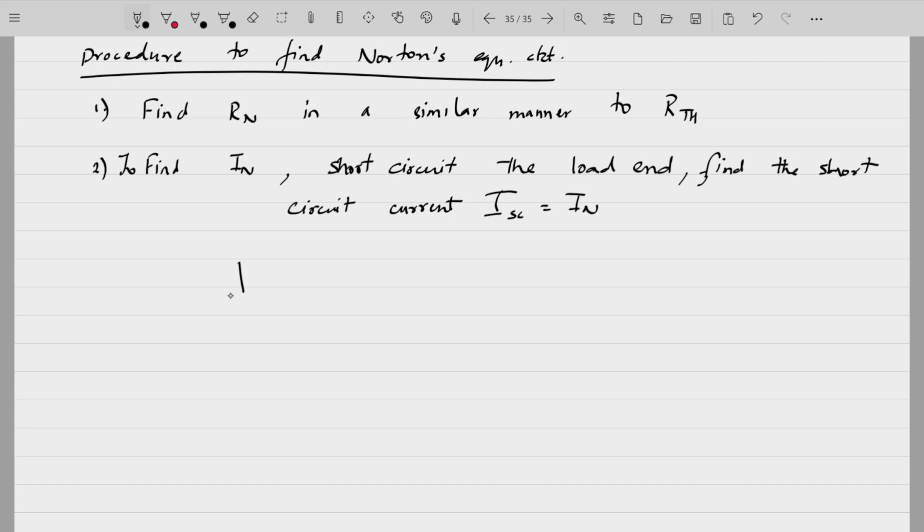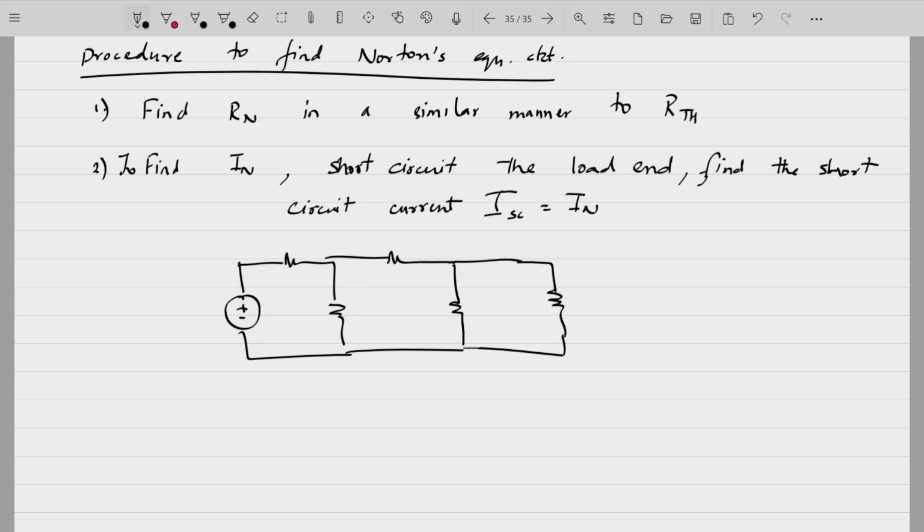That short circuit current ISC will be equal to In. That means if, say, for example, you had a circuit like this, with a variable load, what you have to do is first of all find Rn. You have to open this. You have to turn off the voltage source. Turning off voltage source means shorting this. Find the equivalent resistance at this particular point. That equivalent resistance will be your Norton's resistance Rn.